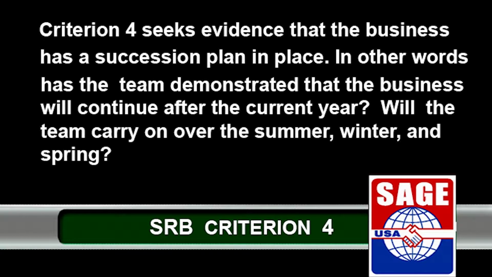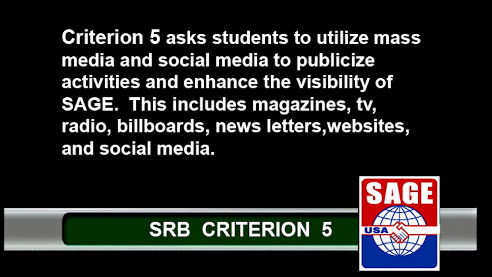Criterion 4 seeks evidence that the business has a succession plan in place. In other words, has the team demonstrated that the business will continue after the current year? Will the team carry on over the summer, the winter, and spring? Criterion 5 asks students to utilize mass media and social media to publicize its activities and enhance the visibility of SAGE. This includes magazines, TV, radio, billboards, newsletters, websites, and social media.